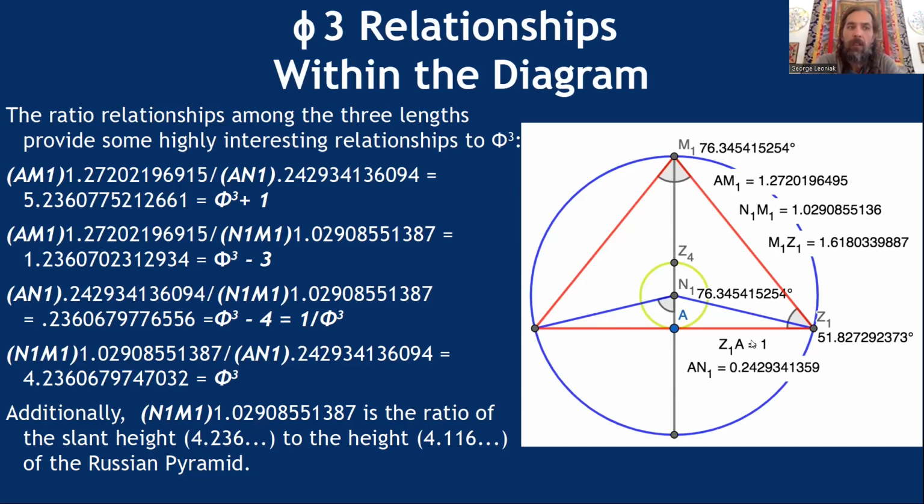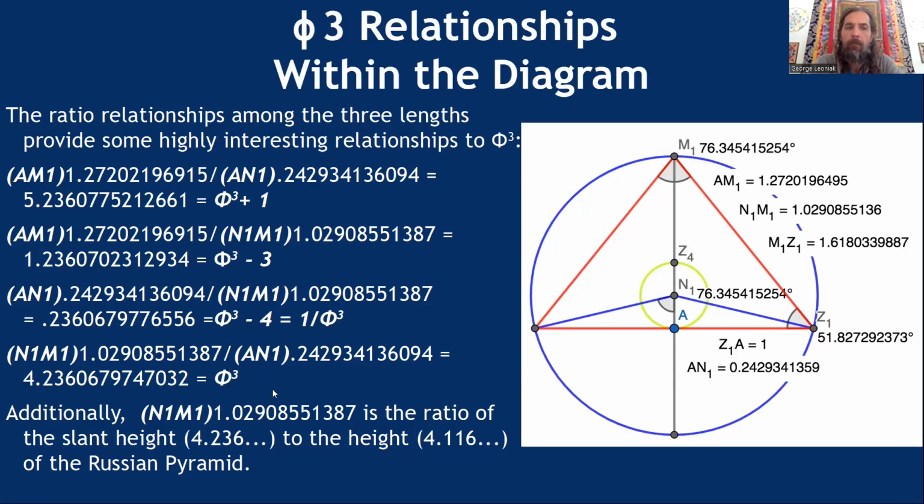And finally, if we look at NM1 divided by AN1, 1.029 divided by 0.24293, we end up with 4.236 or phi cubed. So we found phi cubed in every one of these ratio relationships. And what's interesting is that each one of those relationships contains phi, but then we either add or subtract a specific whole number to achieve our result.